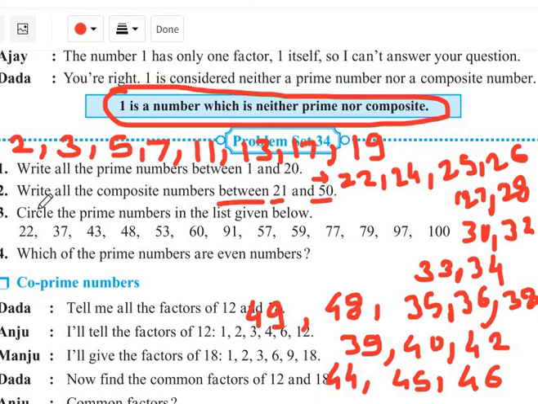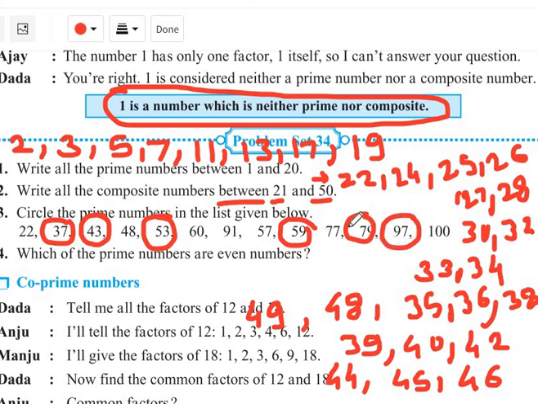Now see, circle the prime numbers in the list given below. Now see, 37 is a prime number, 43 is a prime number, 53 is a prime number. Now 57, 19 times 3 is 57, no. 59 is also a prime number. 79 is a prime number. And 97 is a prime number. Which of the prime numbers are even numbers? See, only 2 is the prime number which is an even number. Even number means which is divisible by 2. Okay.